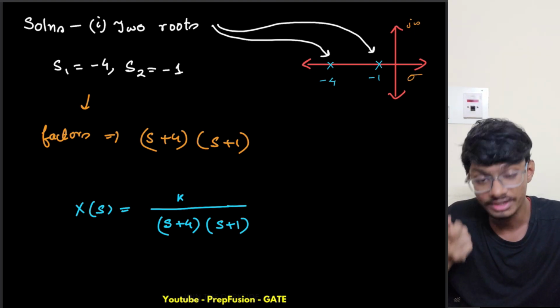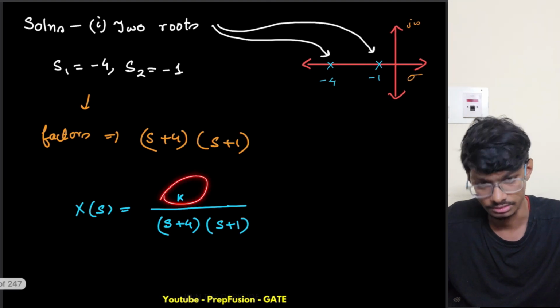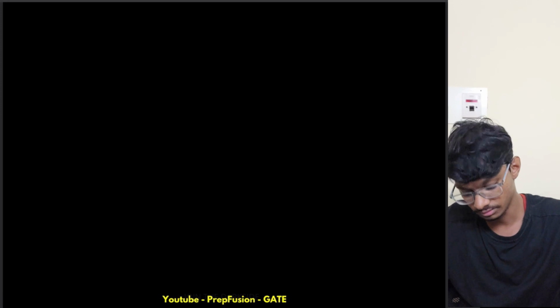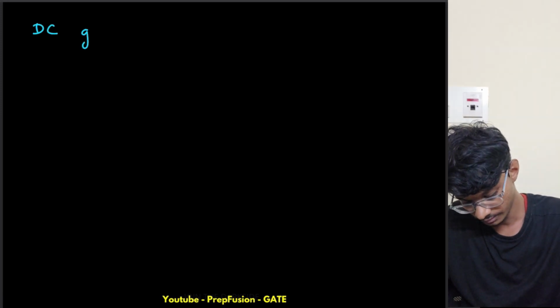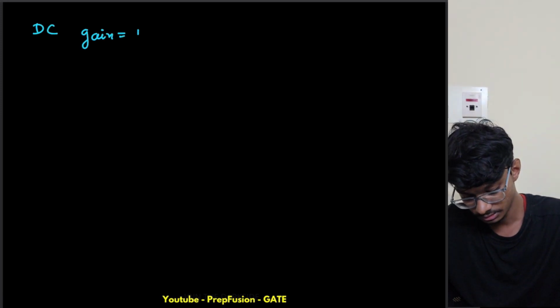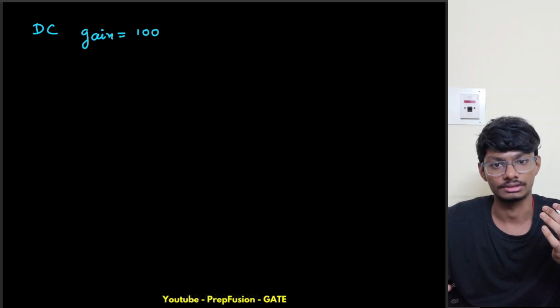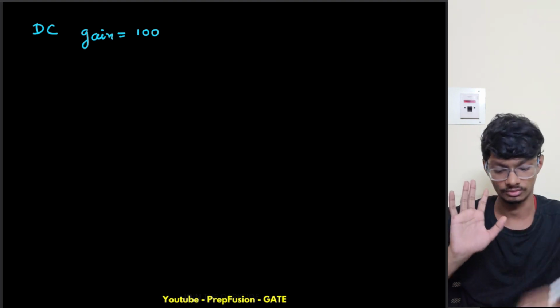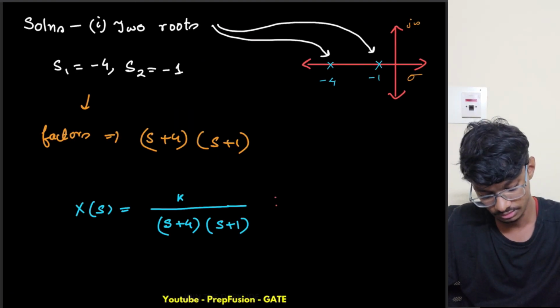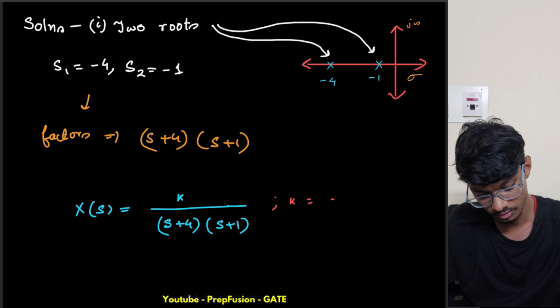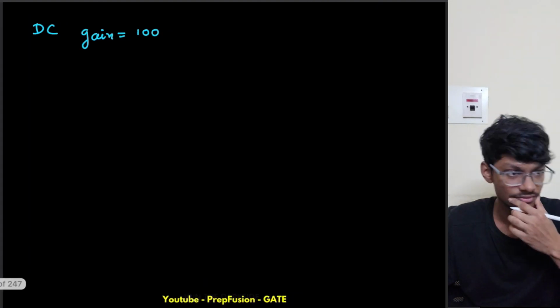So now, what is the DC gain? DC gain equals k, is it? No, DC gain and k are different things. The DC gain is given as 100, and k is just a constant. It is not the DC gain. There is no relation between k and the DC gain.